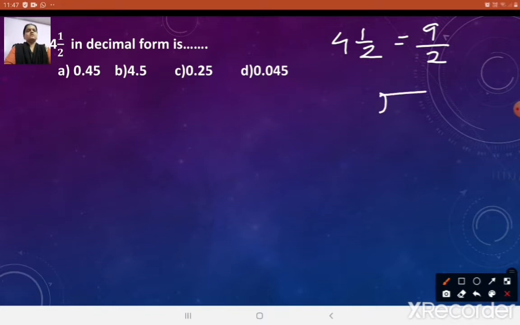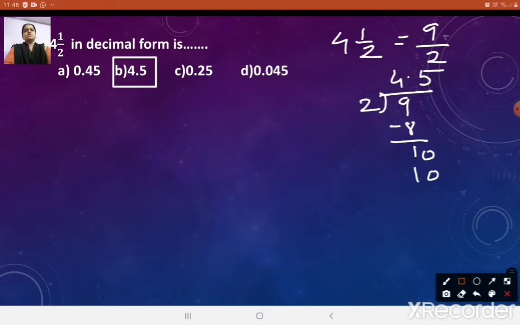Now divide the number 9 by 2. 2 4s are 8. Remainder 1. Take a 0. 2 5s are 10. So what is your answer? 4.5. So your correct option is nothing but 4.5. Now this is with the calculation. Without calculation, can you find it out?